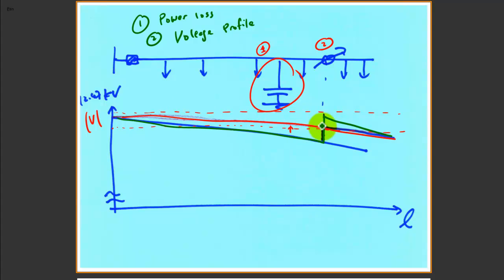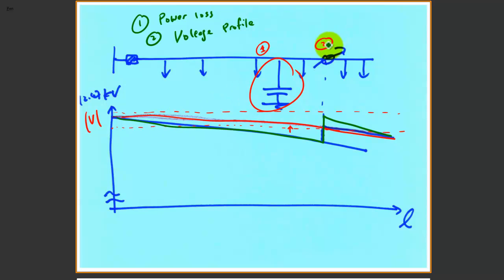One way is to insert a capacitor here, which is shown as option number one. That will shift the entire blue curve upward, which will be the red color shown in this picture. This is not a very good drawing, but you got my point. At the end of the feeder, the voltage of that last load will still fall within the range that you want it to be.